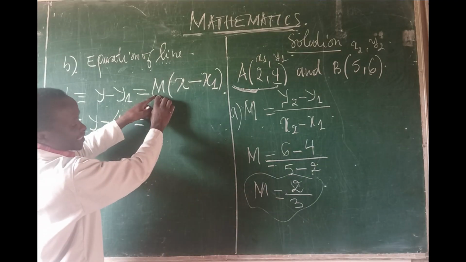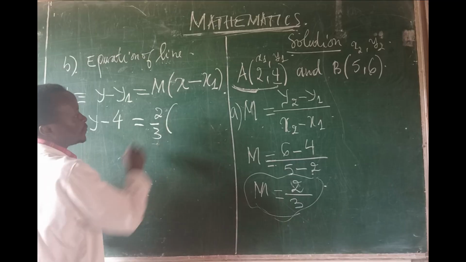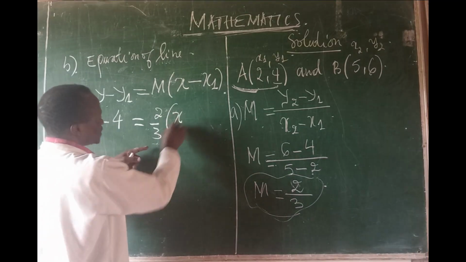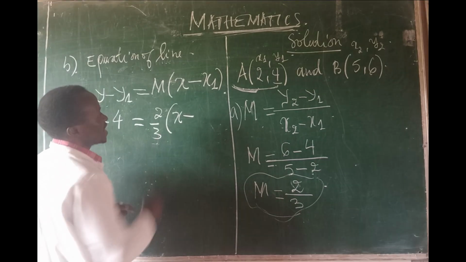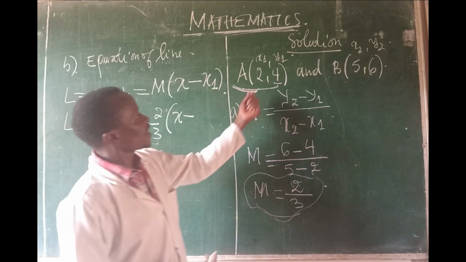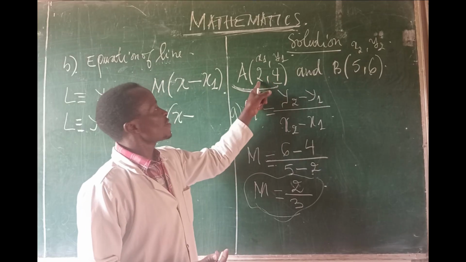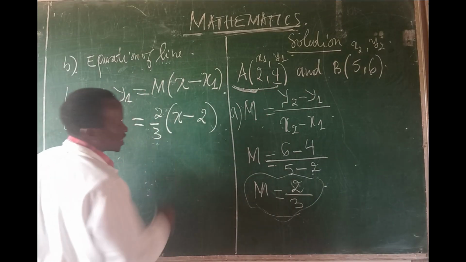This is 4, equal to m, the gradient, right? How is the gradient? We have seen it placed here: 2 over 3, open bracket, x, it is a variable, as this y is also. Minus, here we have x1. How is the x1? We come to this point 1, where we have x1, which is 2. Close the bracket.